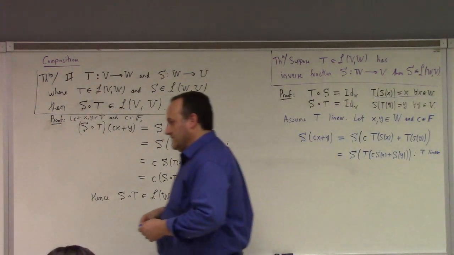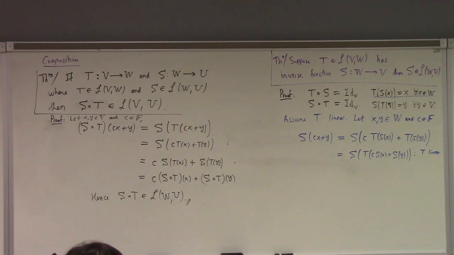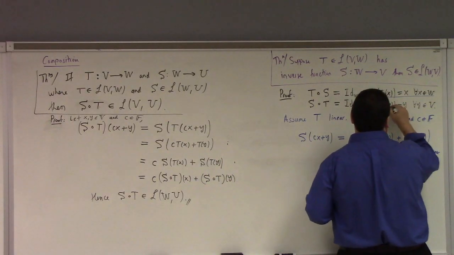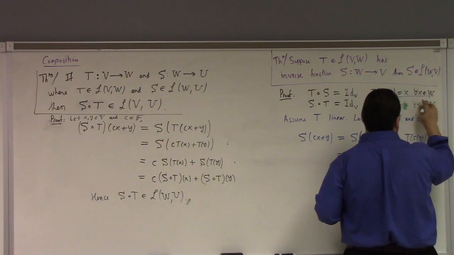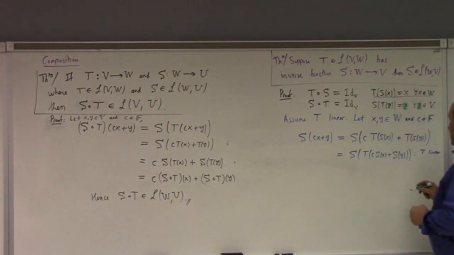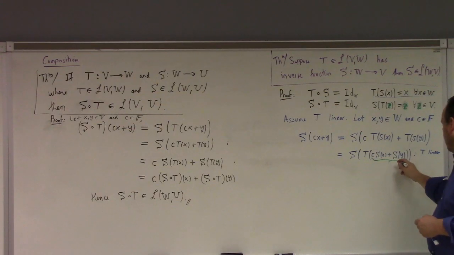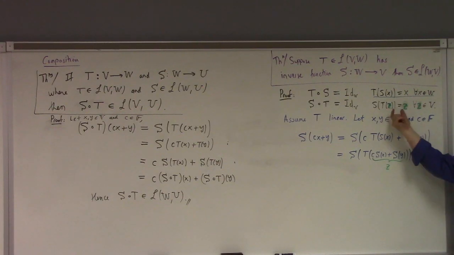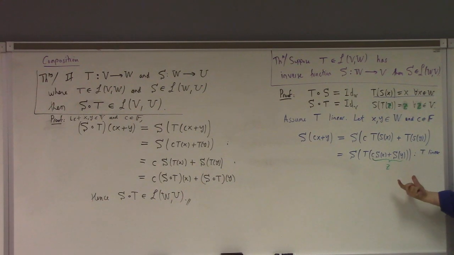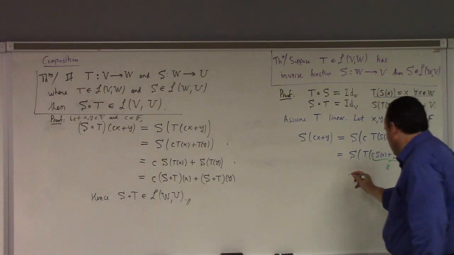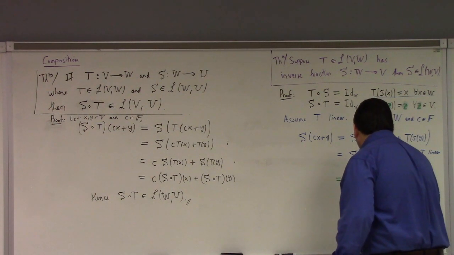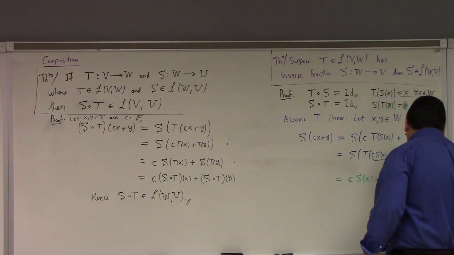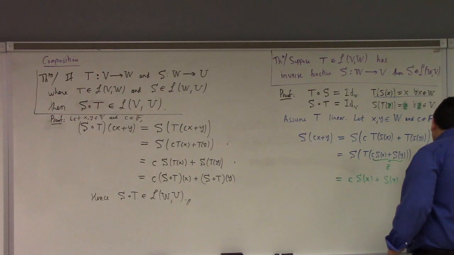I regret my flavor choices earlier. Let me fix it so it's more amenable to you guys. If I make this a z, that may help us now to see what's going on. So make that a z. Think of this as z, because S of T of z is z again for all elements of V, which gives us just c S of x plus S of y, therefore S linear. Done.